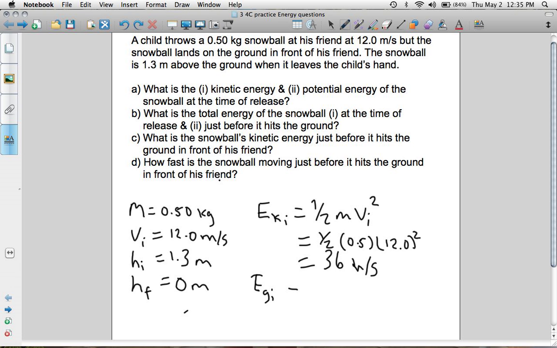Gravitational potential energy initial is equal to mgh, but again this is the initial, so it's got to be I. So it's 0.5, 9.8, and height initial is 1.3. That equals 9.8 times 0.5 times 1.3 equals 6.37. 6.37 joules.